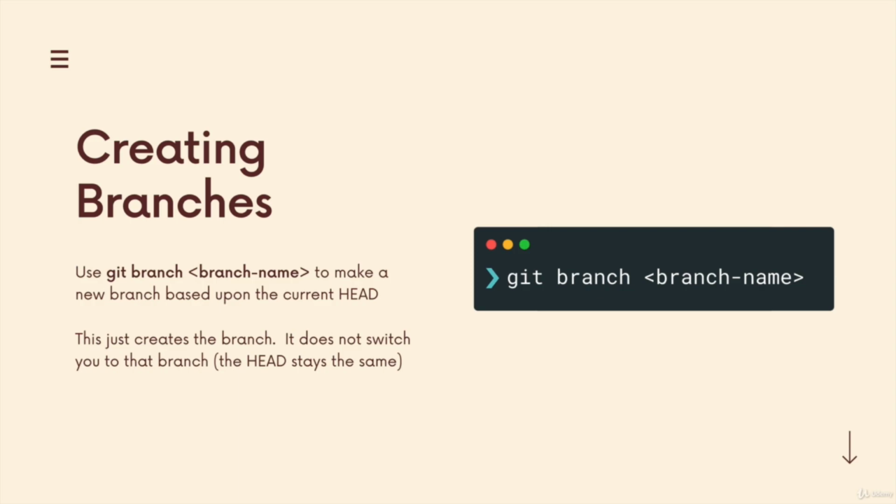But first, I want to pay special attention to this part of the first paragraph here. Use git branch with a branch name to make a new branch based upon the current head. That part is super important. It tells us that where we are, what head is, when we create a branch, impacts the branch that we create. So the location, the current branch we're on when we branch, is very, very important and makes a huge difference.